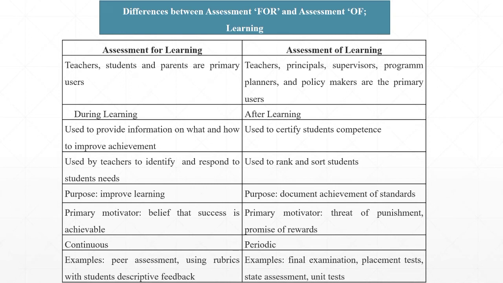What do we mean by ranking? Okay, this student made a distinction, an A. This one made a B. This one made a C. This one made a D. All right, that's students ranking. Now, the purpose of formative assessment is basically to improve learning, whereas the purpose of summative assessment is to document achievements and to document standards.